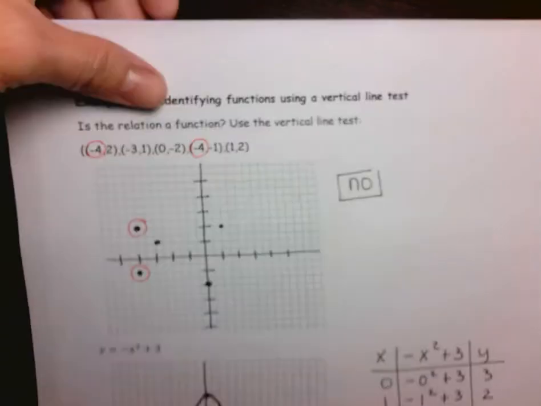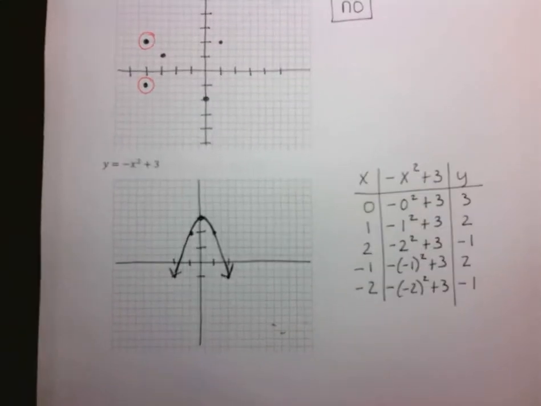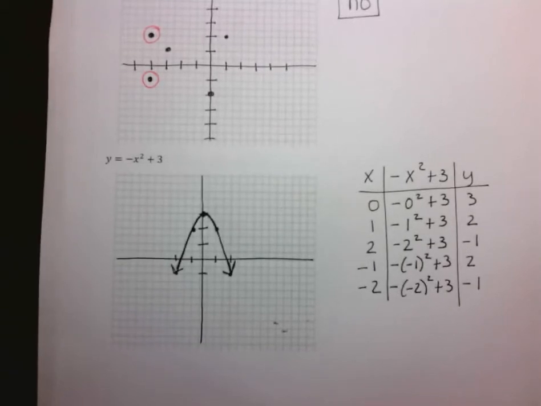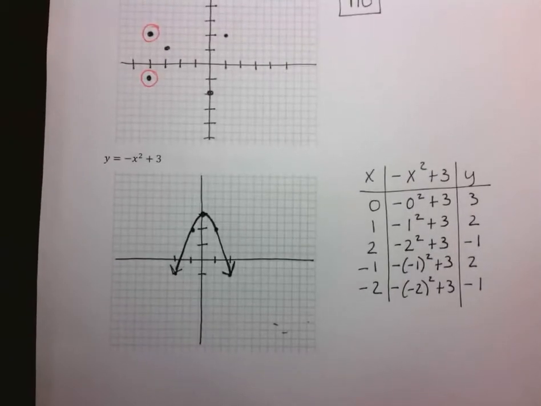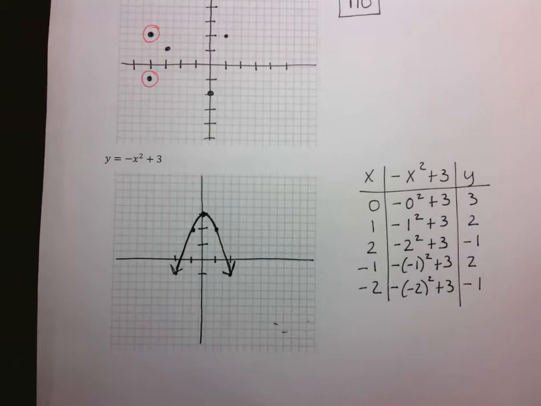Okay, now look at the next one. This next one, it didn't give you the points, and so you have to figure out your points. And so what I'm going to do is create values for x and find out the corresponding values for y. And so when I do so, I get this upside down U shape, which we are going to learn about later. This is called a parabola. And this is a function. Yes.